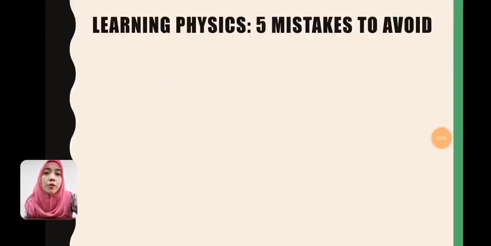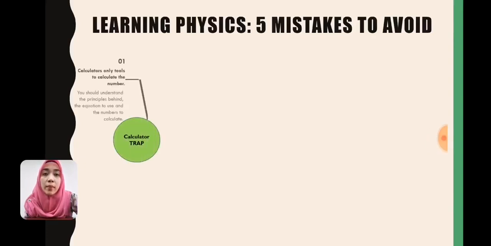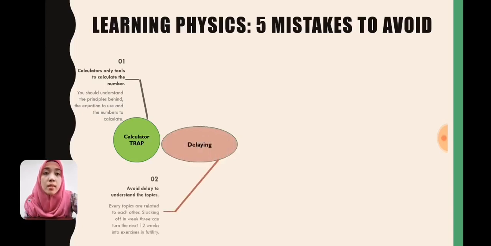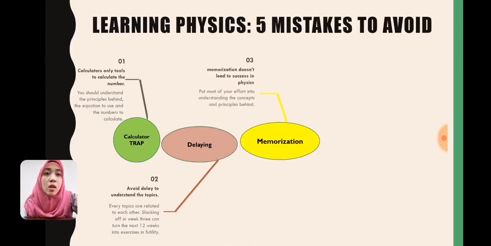Now we want to share 5 mistakes to avoid in learning physics. First, the calculator trap. You know that a calculator is only a tool to calculate numbers. So you should understand the principle and the concept behind it so that you know which equation to use and which numbers to calculate. Next is delaying. Avoid delaying understanding the topic because every topic in physics is related to each other.